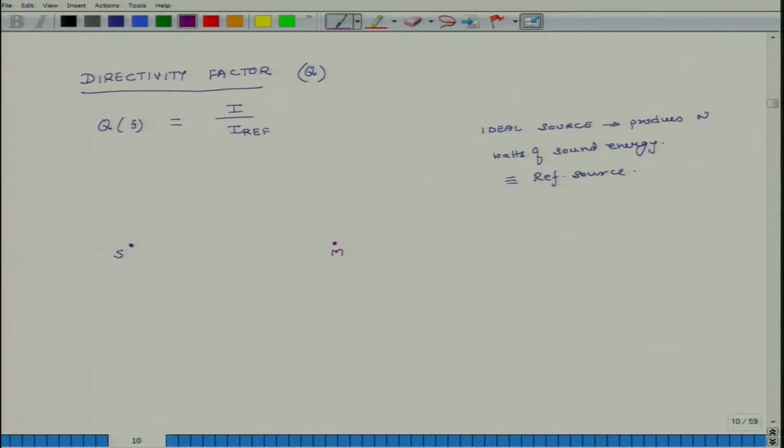Now suppose I have a machine or a small sound producing object. So I want to find out the directivity of a real sound source.